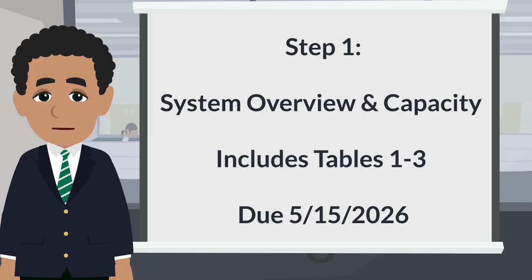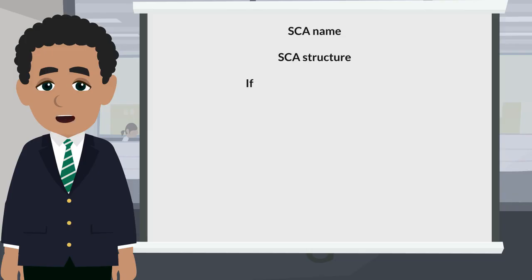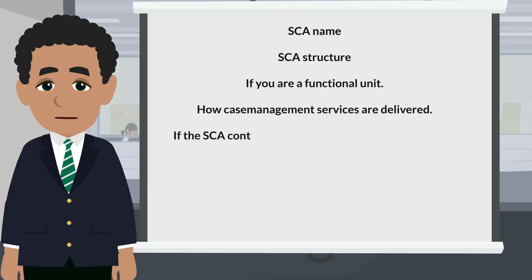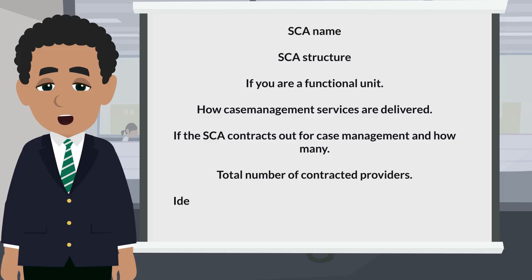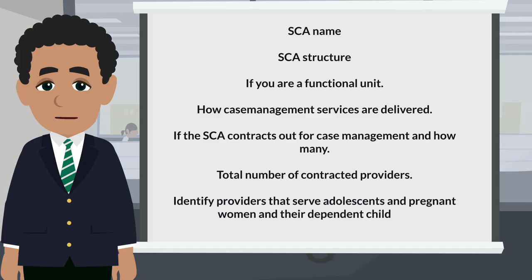The purpose of Step 1 is to describe what your treatment and support service system looks like today. This includes how your SCA is structured, how services are delivered, and what capacity exists across levels of care. In Table 1, you will describe the structure of your SCA and your service delivery system. This includes whether your SCA is a functional unit, how case management is delivered, how recovery support services are delivered, and whether services are directly provided or contracted out. If case management or recovery support services are contracted, you must include the number of contracted providers and a brief description of how those services are carried out on behalf of the SCA.